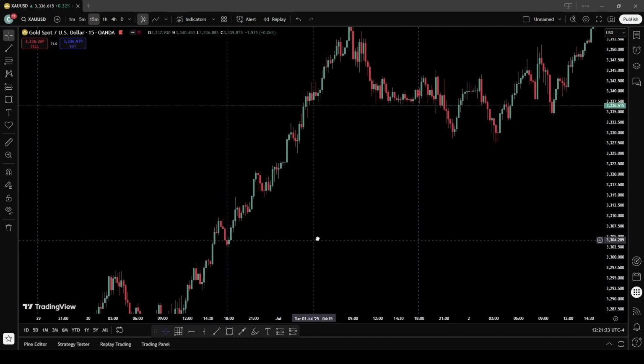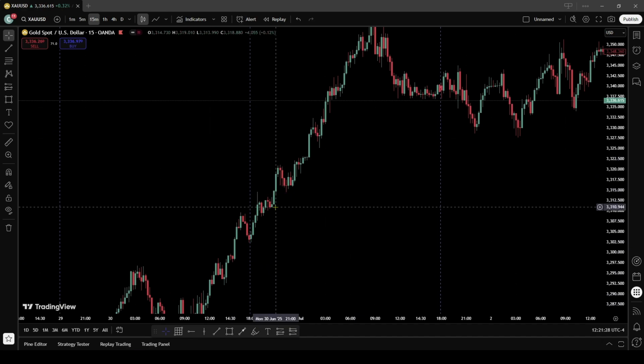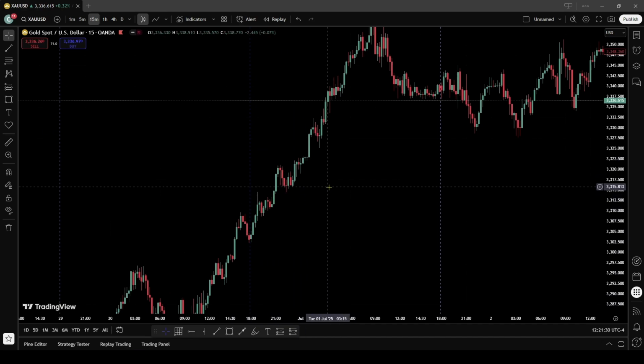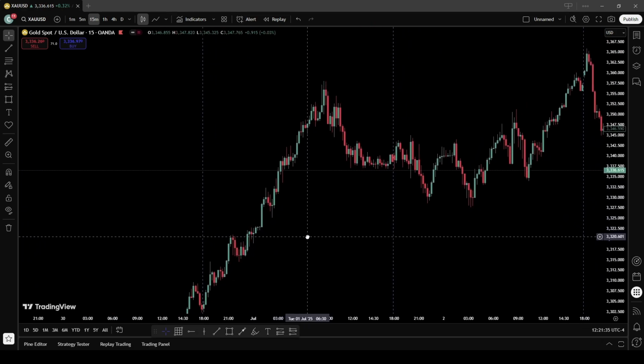Then we come to the following day. The market goes up, comes lower, but doesn't tap our zones. It's fine. We move higher. Our fair value gaps are giving support.